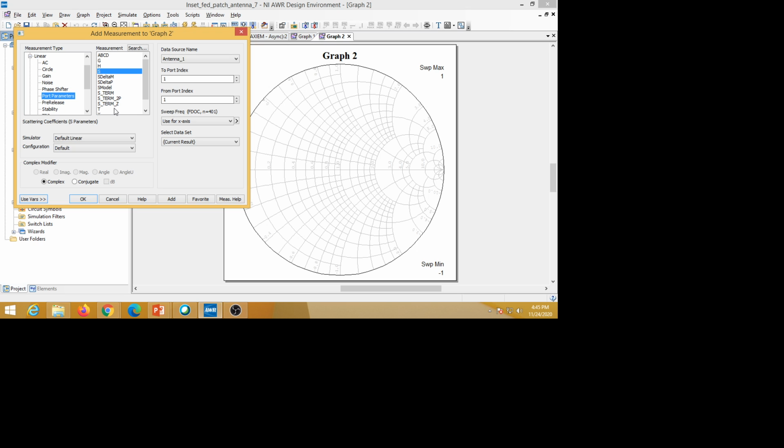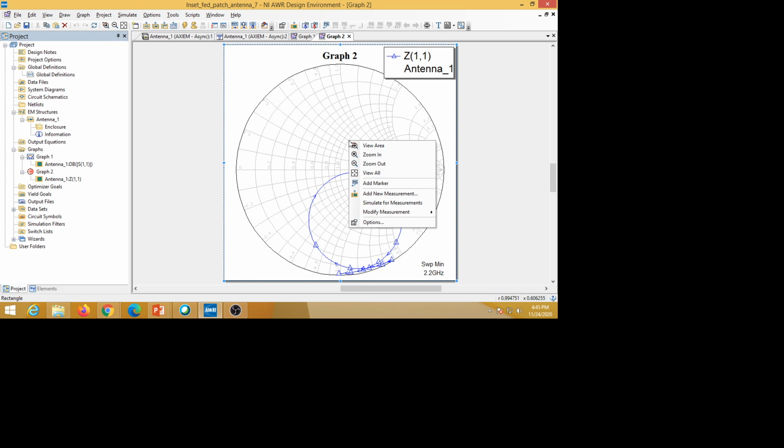So we will be getting this plot here. What we can observe here is at the resonant frequency, add a marker here. From the marker we can see we are getting 2.388 as the frequency, and you can see up to 2.39, that is where it is resonating. The antenna is resonating at 2.39 gigahertz.